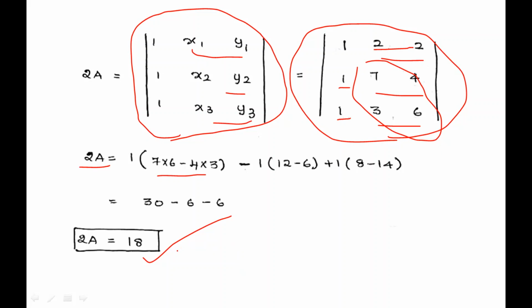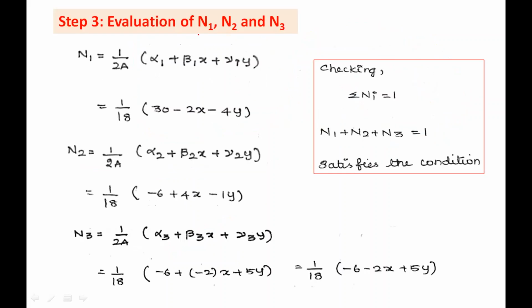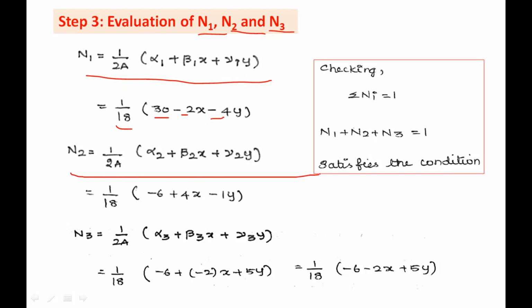After knowing these values alpha, beta, gamma and 2a, now we can establish the shape functions. So evaluation of n1, n2, n3. Now what is the expression for n1? n1 is equal to 1 by 2a, alpha 1 plus beta 1 x plus gamma 1 y. 2a is 18, alpha 1 is 30, beta 1 is minus 2, gamma 1 is minus 4. Similarly, write n2. n2 is 1 by 2a, alpha 2 plus beta 2 x plus gamma 2 y. Then 2a is 18, alpha 2 is minus 6, beta 2 is 4, gamma 2 is minus 1.